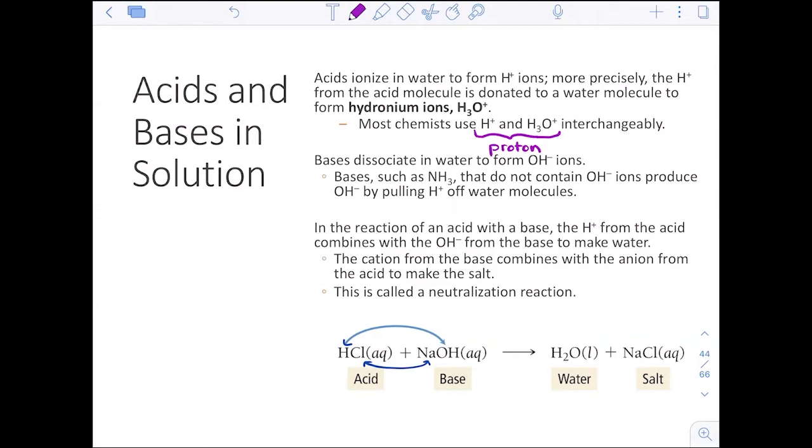Bases dissociate in water to form hydroxide ions. Bases such as NH3 don't technically contain hydroxide ions in the actual formula, but when they react with water, they are pulling off the H plus, and therefore OH minus is left over. And then when an acid and base react, it is called a neutralization reaction. We tend to make water and salt as our final products.